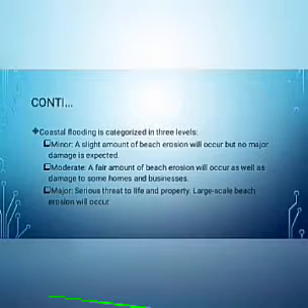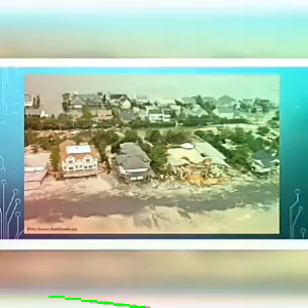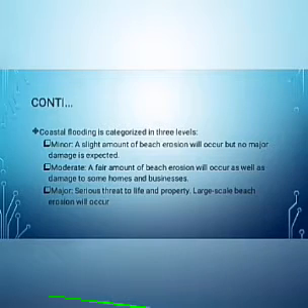Coastal flooding is categorized in 3 levels. Minor. A slight amount of beach erosion will occur but no major damage is expected. Moderate. A fair amount of beach erosion will occur as well as damage to some homes and businesses. Major. Serious threat to life and property. Large-scale beach erosion will occur.